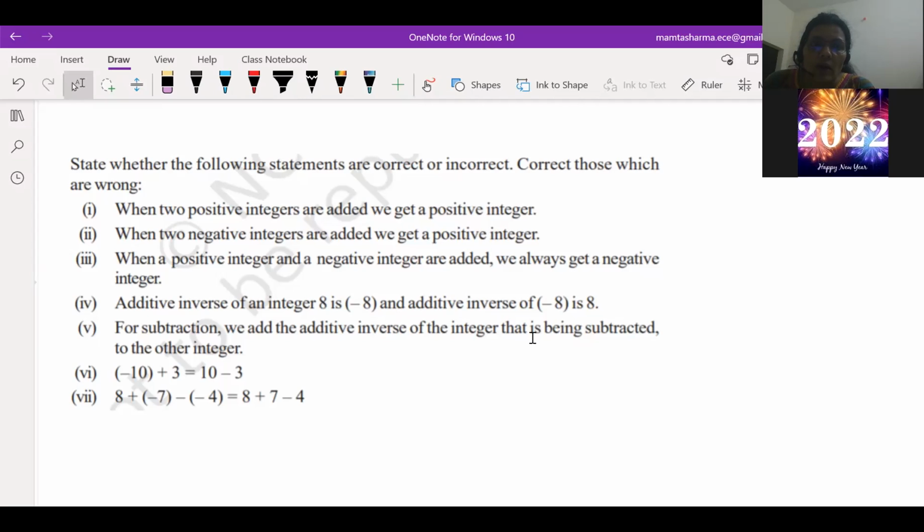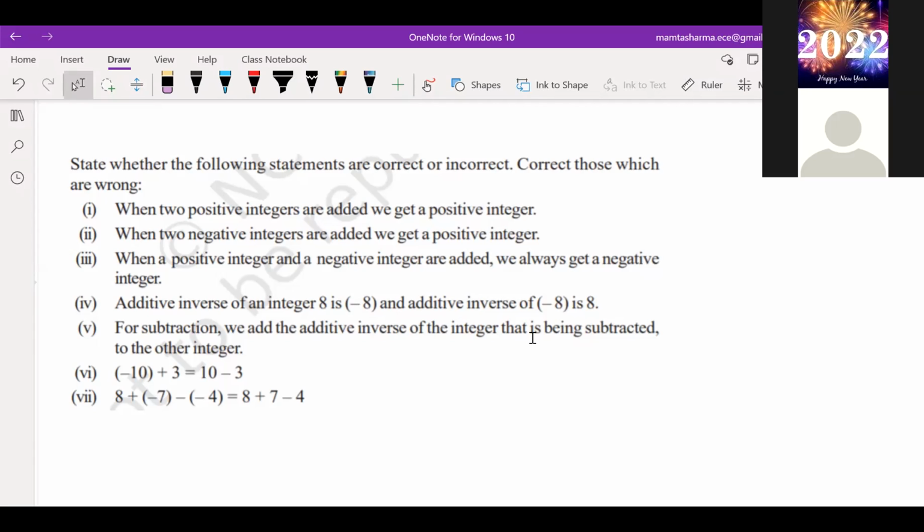So till now I have completed the definition of a whole number, natural number, integers, how to represent these numbers on number lines, and how to add or subtract two integers. That's it. Now we'll do questions. Look at the screen. Now you have to answer one by one.